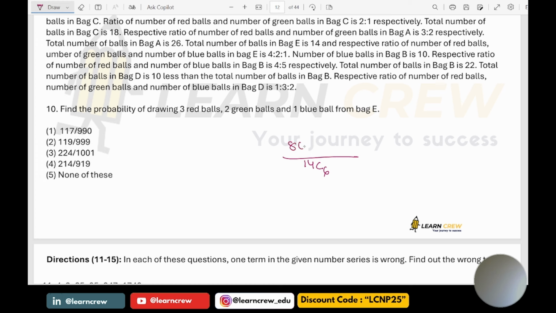So it is 8C3 into 4C2 into 2C1, out of 14 picking 6. So 8C3 is 56, 4C2 is 6, 2C1 is 2. 14C6 is 3003. Thereby it would be 224 divided by 1001 on cancellation with 3. So the answer is option 3.